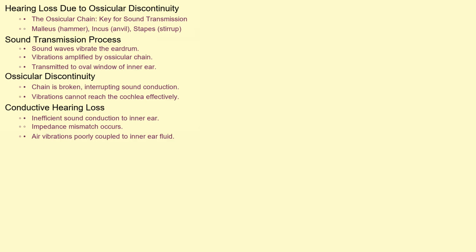When a discontinuity occurs, this chain is broken. This interruption prevents efficient sound conduction to the inner ear, because the vibrations can no longer reach the cochlea at the needed intensity. The result is a conductive hearing loss. This is primarily due to the impedance mismatch. The airborne vibrations are no longer efficiently coupled to the fluid-filled inner ear.